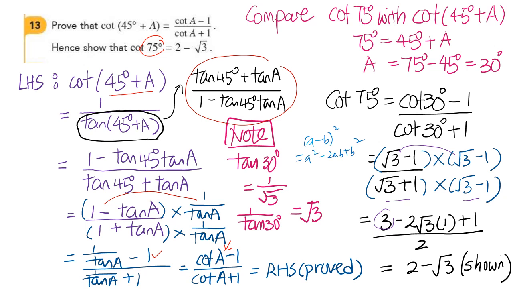And then you can factorize your 2, because that will give you 4 plus 4 minus 2 square root 3 divided by 2. So that gives you 2 minus square root 3, which is what the question requires you to show.